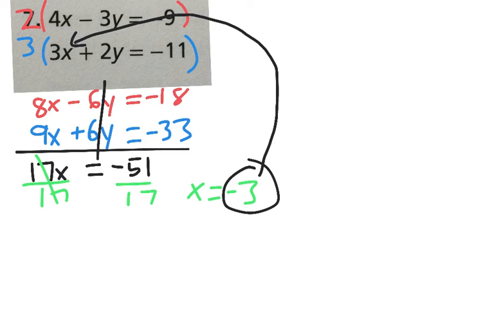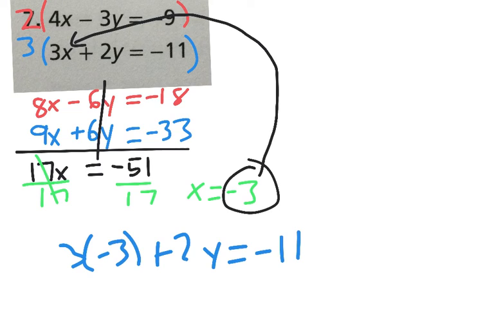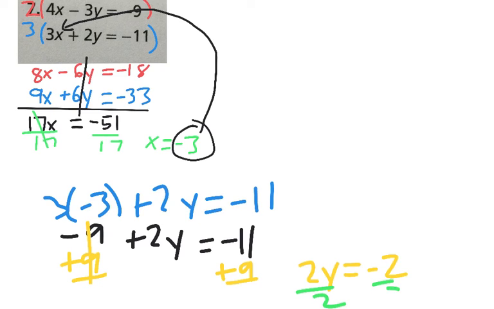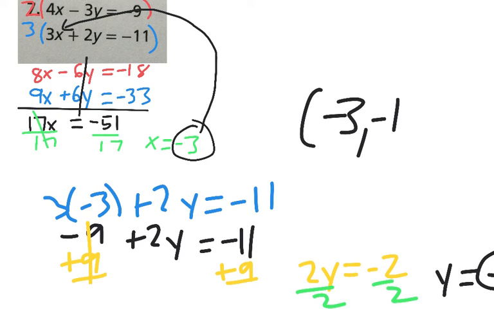So I would have 3 times -3 plus 2 times y equals -11. 3 times -3 is -9. Plus 2y equals -11. Now I need to add 9 to get rid of this -9. That's going to give me 2y equals -2. Divide by 2, which means y equals -1. So I would get the ordered pair -3, -1 is the point where those two lines intersect.